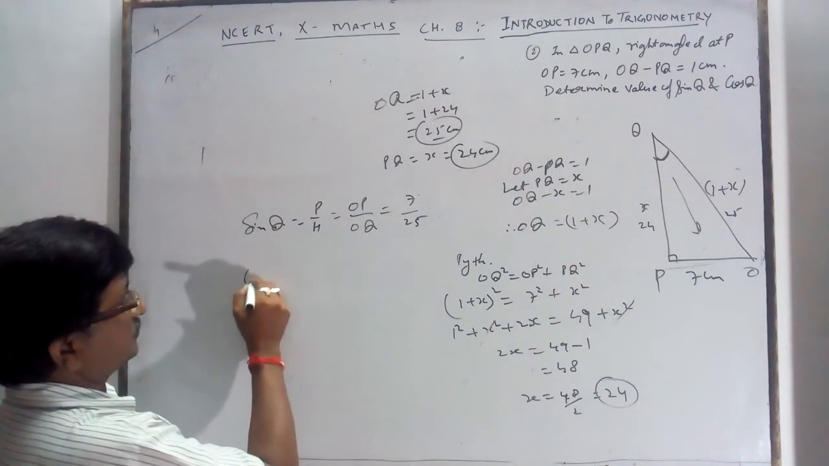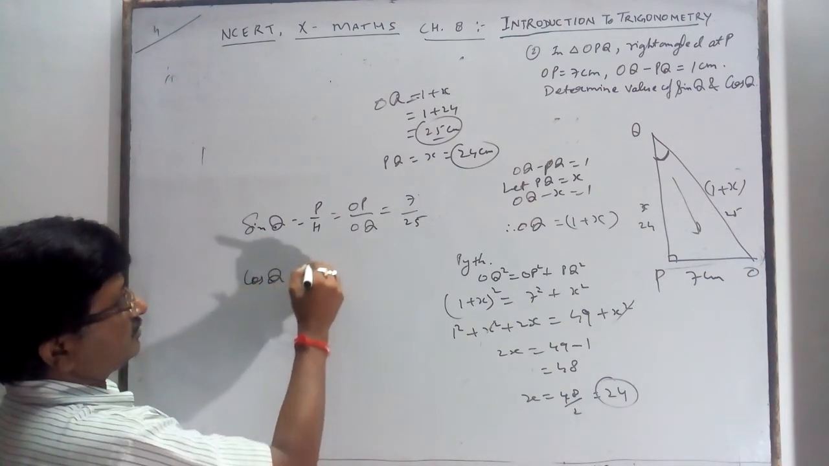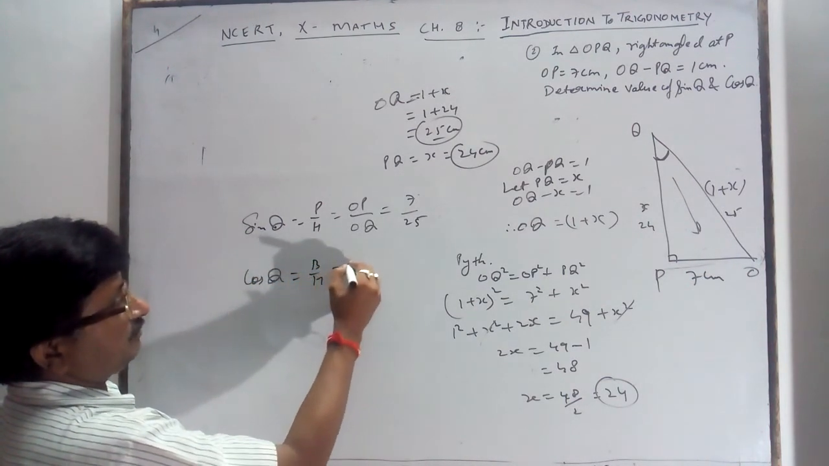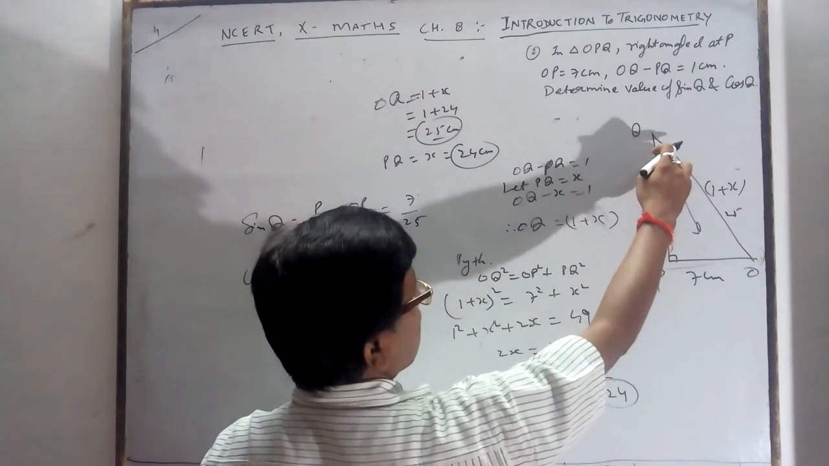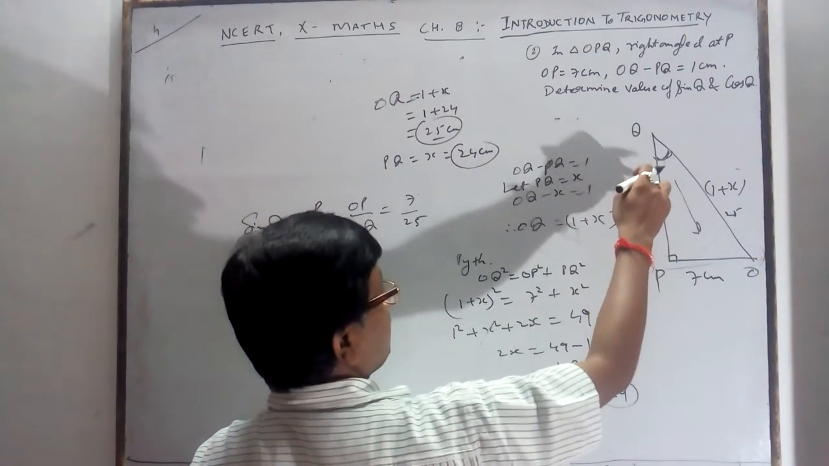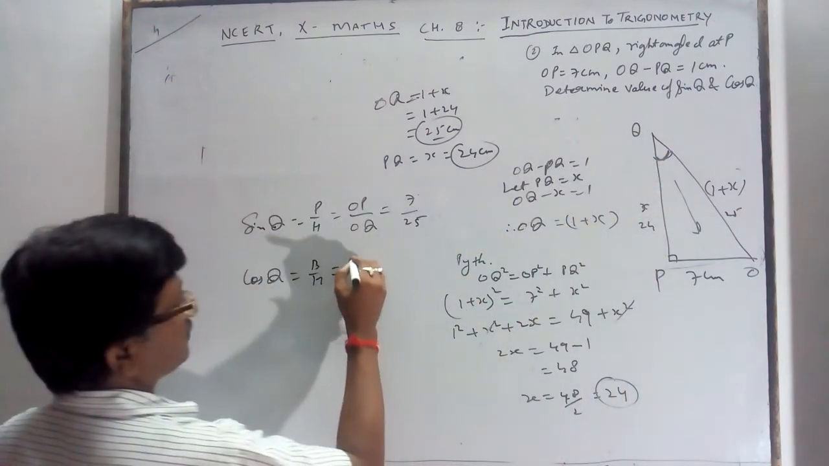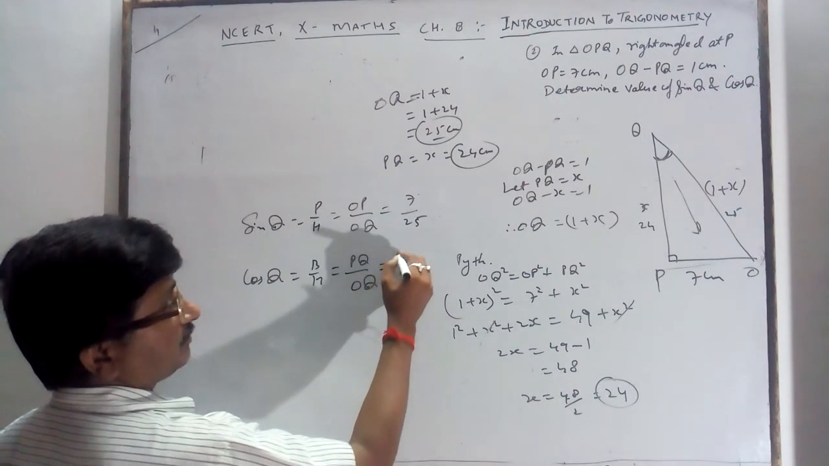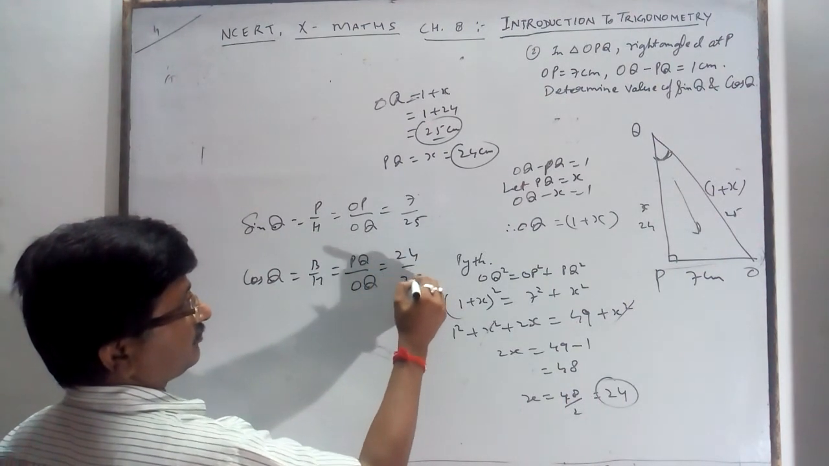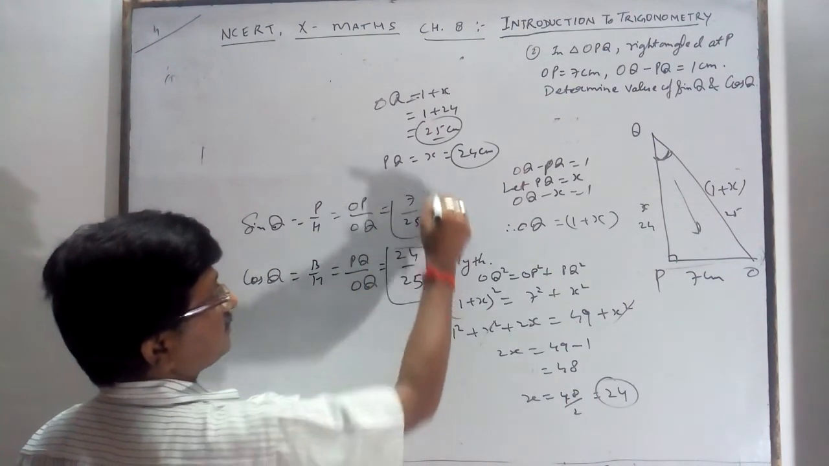Cos Q is base upon hypotenuse. For this angle, the acute angle adjacent side is PQ, so it is the base. PQ upon OQ, the hypotenuse. PQ is 24 upon 25. So your answer is this.